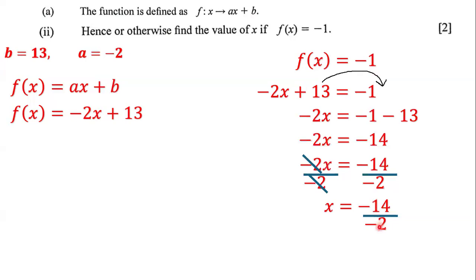Now what is negative 14 divided by negative 2? Negative 14 divided by negative 2 is going to be positive 7. So that means that x is equal to positive 7.